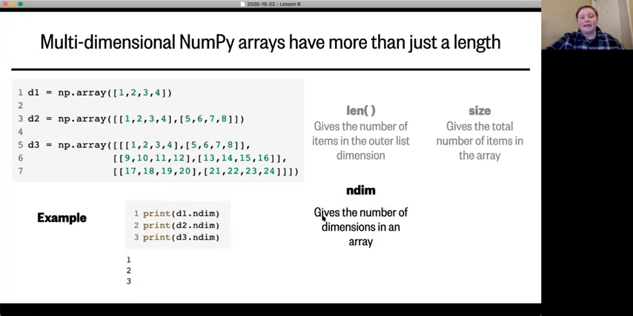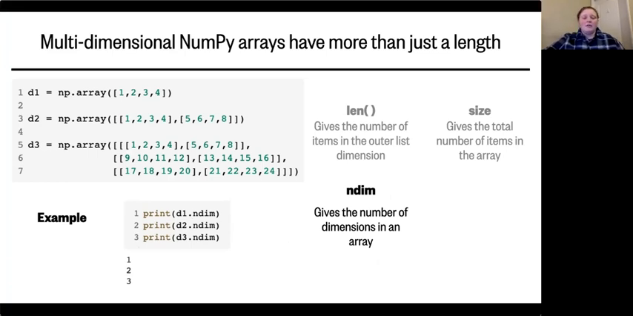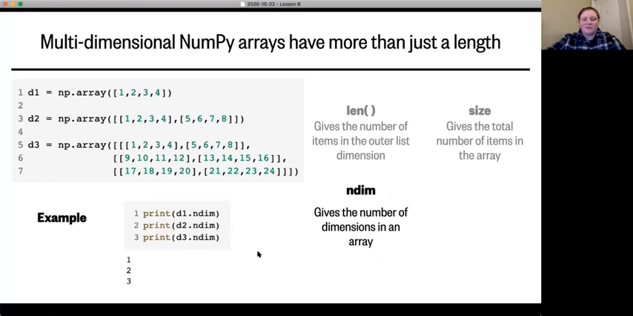Another attribute to look at is the number of dimensions. So ndim here gives the number of dimensions in an array. So when you do d1.ndim, because this is our one-dimensional array, we're going to get a 1. d2.ndim, this is our two-dimensional array, and we get a 2. And d3.ndim, our three-dimensional array, gives us a 3. This can be helpful for knowing how you want to index or slice, but it really doesn't tell us much about how these dimensions are shaped or how many objects are inside. So it just tells us a little bit of information.